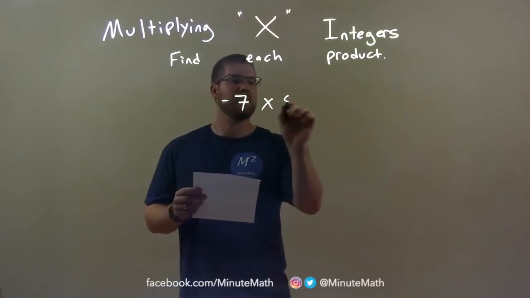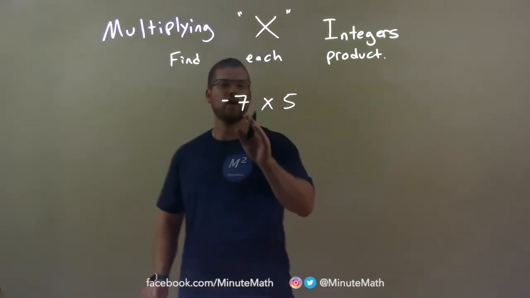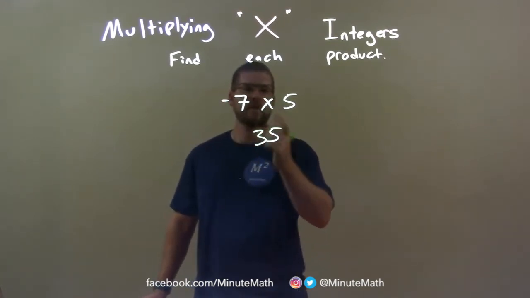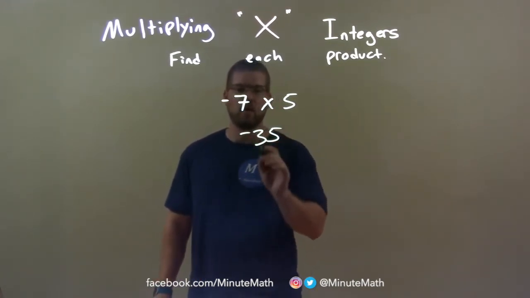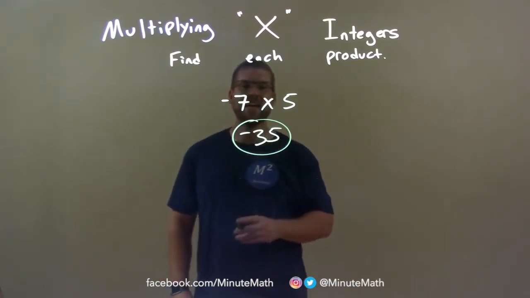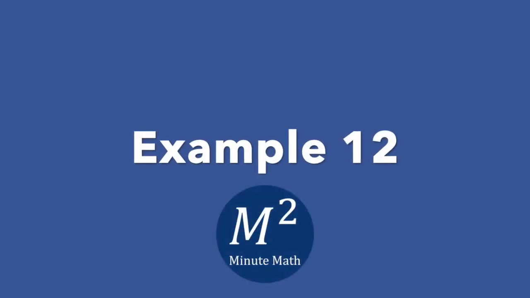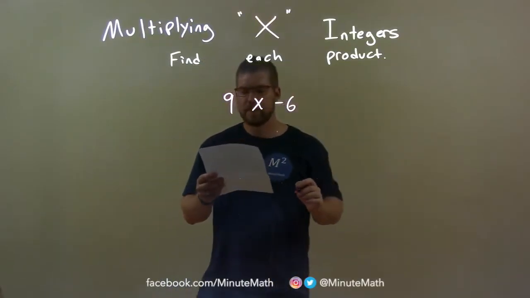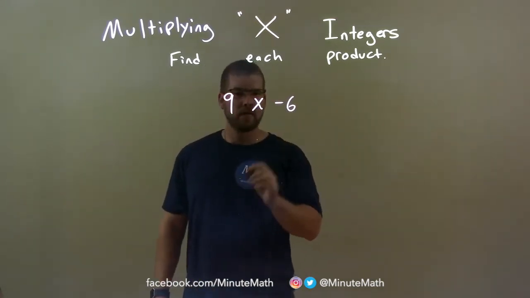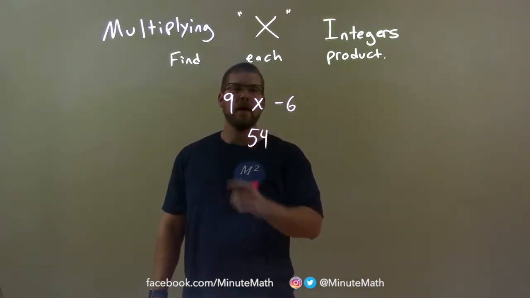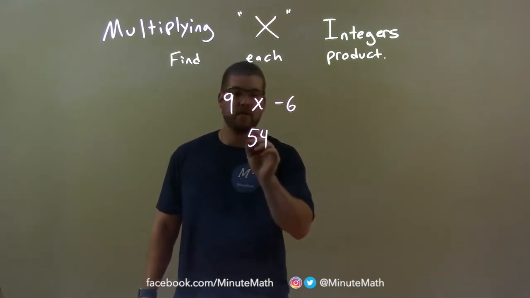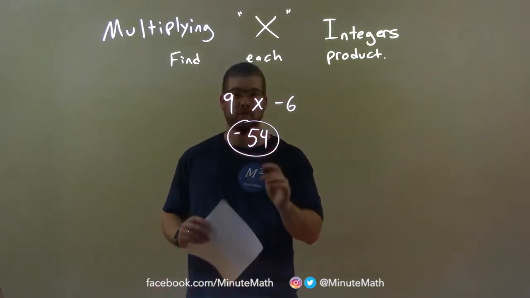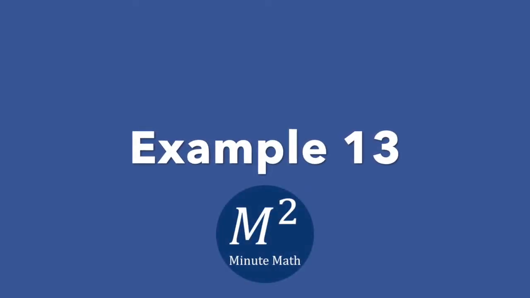Negative 7 times 5. All right? Well, we know, ignore the negative, 7 times 5 is 35. But a negative times a positive is always a negative. So combining the two, final answer, a negative 35. 9 times a negative 6. Okay? Well, we know that 9 times a positive 6 is 54. And we also know a positive times a negative is a negative. So we combine the two facts, and our final answer is a negative 54.